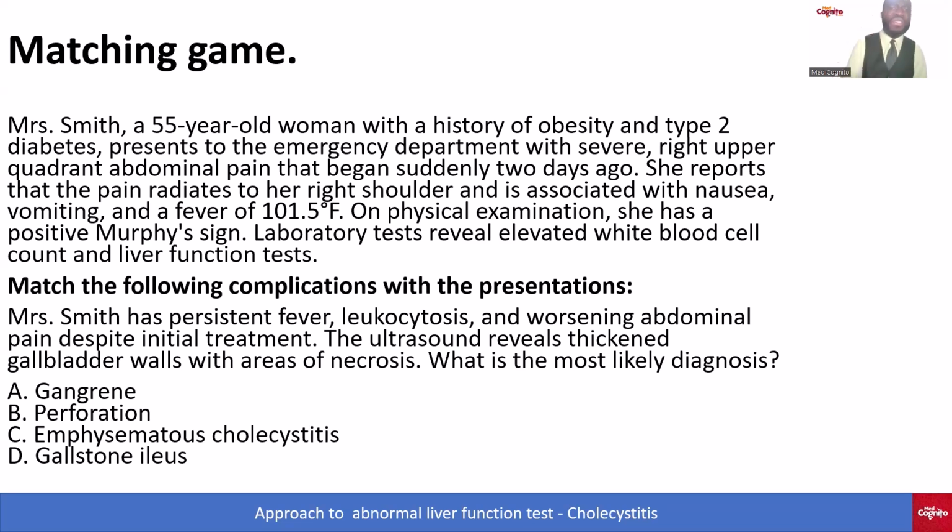Mrs. Smith is a 55-year-old woman with a history of obesity and type 2 diabetes. She presents to the emergency department with severe right upper quadrant abdominal pain that began suddenly 2 days ago. She reports that the pain radiates to the right shoulder and is associated with nausea, vomiting, and a fever of 101.5 Fahrenheit. On physical exam, she has a positive Murphy's sign. Laboratory tests reveal elevated white blood cell count and liver function tests.